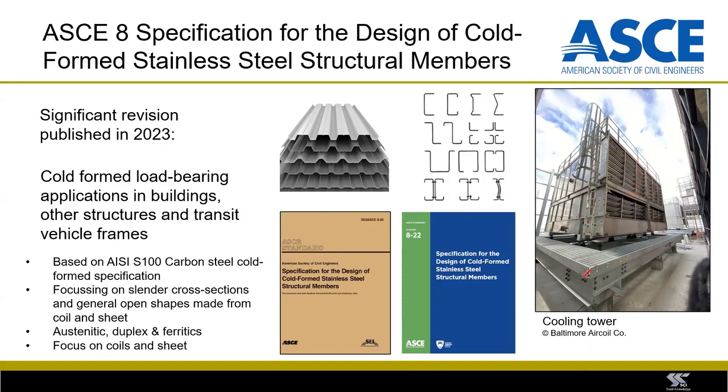So what's it cover? It covers cold-formed stainless steel made of austenitic, duplex, and ferritics, focusing on slender cross-sections, open shapes, made from coil and sheet. And it's very closely based on the American cold-formed carbon steel specification, which won't surprise you, AISI S100. You'd want to use it if you're manufacturing or designing studs or tracks, purlins, girts, panels and decking, cladding, roofing, linings, those sorts of components.